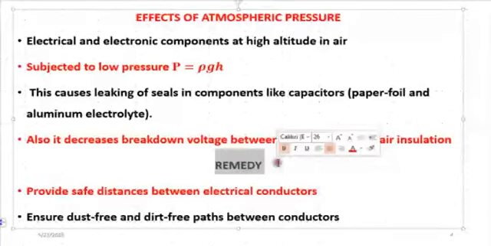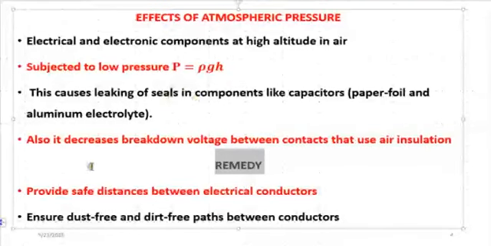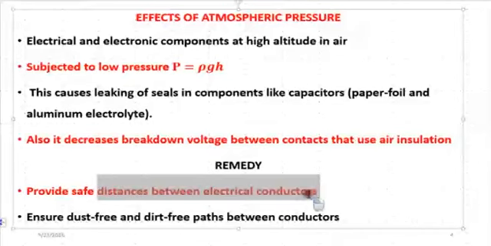Now, what are the remedies to the problems of atmospheric pressure on electronics and electrical components? The first thing is to provide safe distances between electrical conductors. That is, we should make sure that in systems designed to operate at such altitudes, there is a given distance between one conductor and the next, and this will make it very safe for them not to experience any short circuit or the flow of large currents as a result of reduction in the insulation resistance.